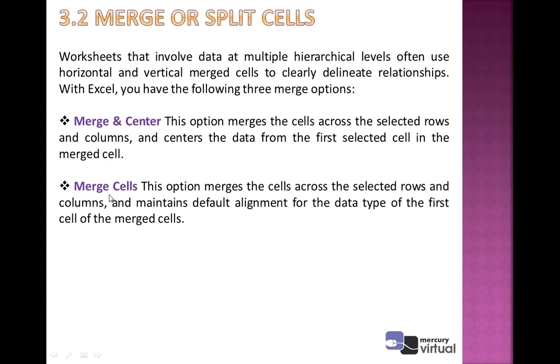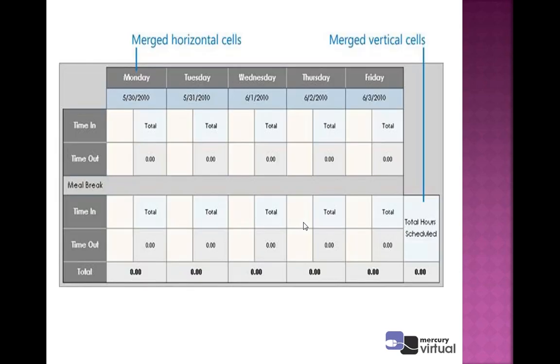Then you can also use merge cells. This option merges the cells across the selected rows and columns, means whatever you selected, you can simply merge the cells and it maintains the default alignment for the data type of the first cell of the merged cell. Means you can use the default alignment for the data type that is used for merging the cells. This is how we can use the merge horizontal cell.